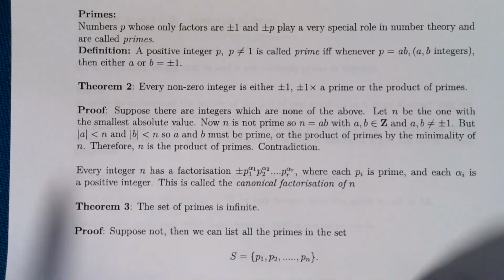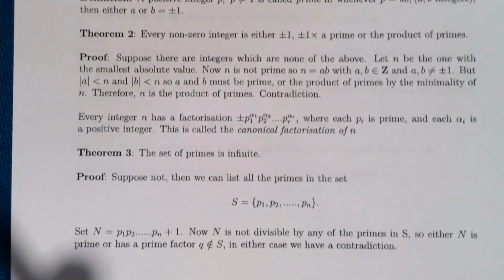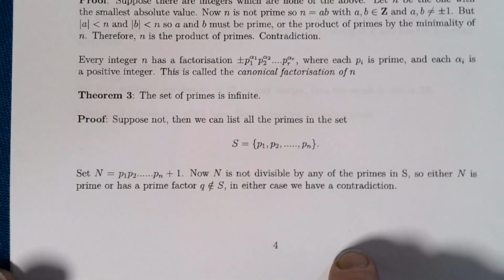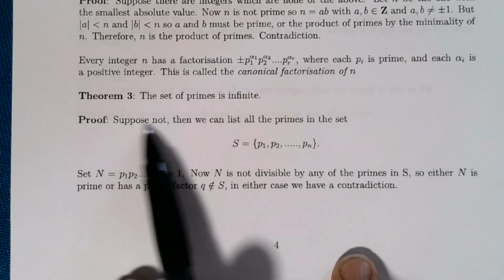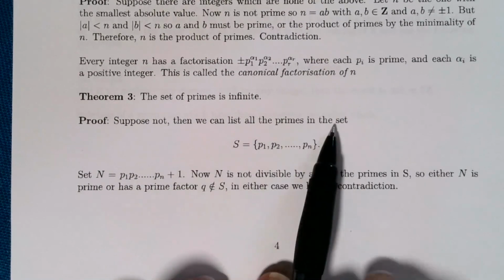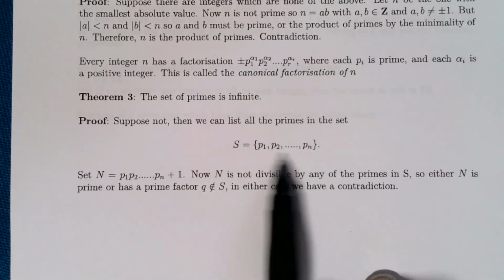Of course, we know that the number of primes is infinite, and here's a little proof that goes back to the ancient Greeks, in fact. So suppose not. If the set of primes is not infinite, then we can list all the primes. There they are, p1 up to pn. There are no other primes except the ones in this set S.